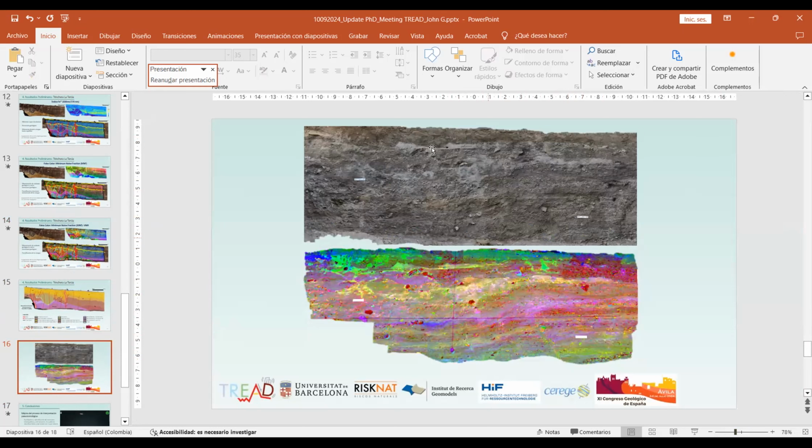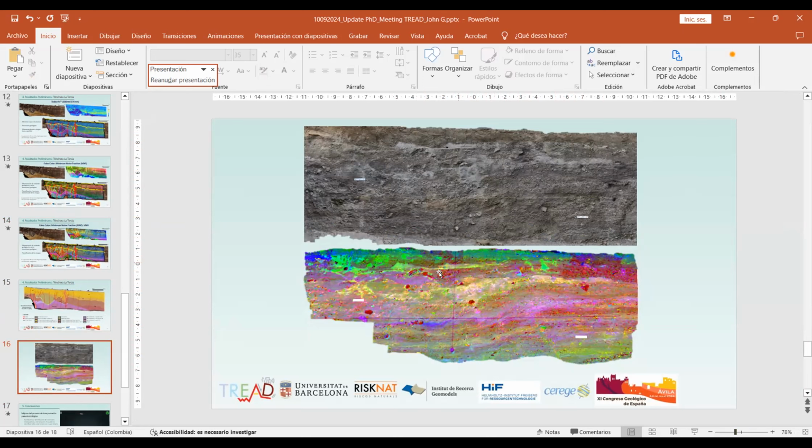This is the strike slip. But this branch actually has a reverse component. So we are not sure if the fault is affecting this white layer that here is in green in the hyperspectral minimal noise. So the fault is here. So here we can see the reverse faulting of these two faults.